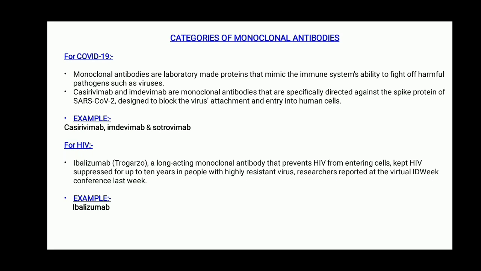Second, for HIV, ibalizumab, a long-acting monoclonal antibody that prevents HIV from entering cells, kept HIV suppressed up to 10 years in people with highly resistant viruses. Example is ibalizumab and its trade name is Trogarzo.